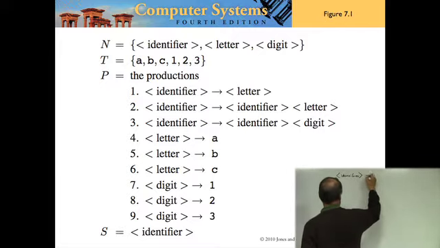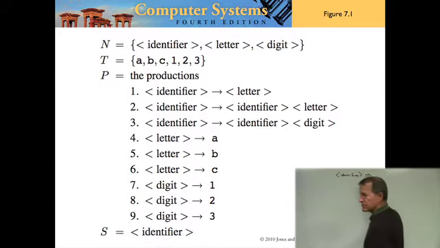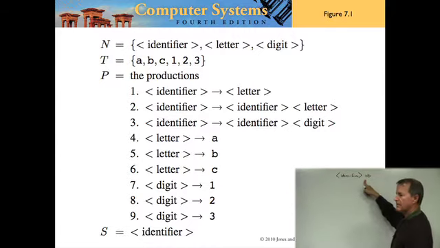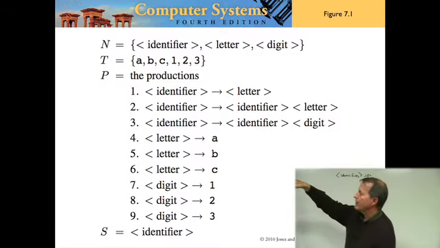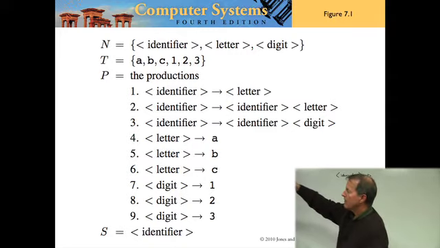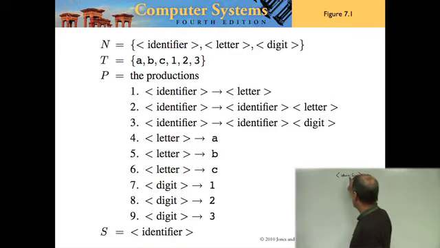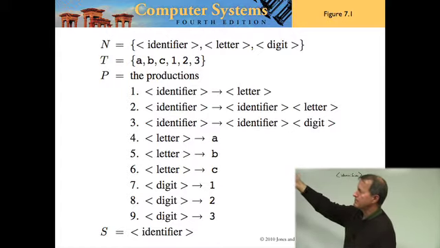And now this is going to be "derives." Sorry, derives. So an identifier derives, but what does it derive? What we do is pick one of the rules that has identifier on the left-hand side, because we're starting with identifier. So let's pick one. Which one do you want to pick?